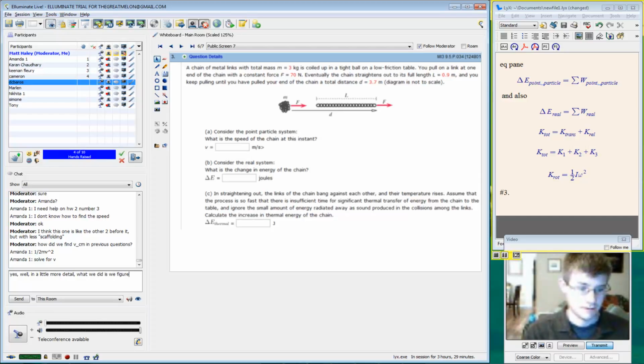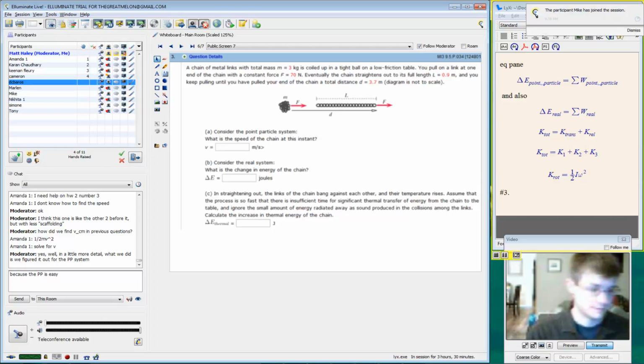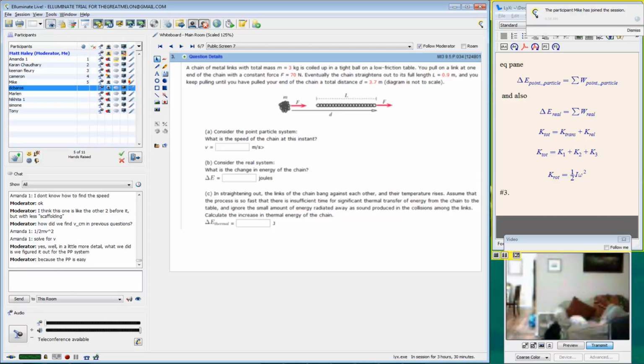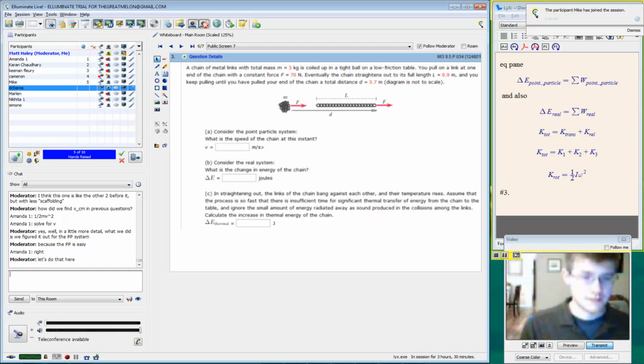Sometimes you need to add some information of your own if they're not saying what you expected them to say. And we're trying to, in this problem, as in the previous problems, look at the simplified point particle system. That will allow us to find the translational kinetic energy and thereby solve for V.